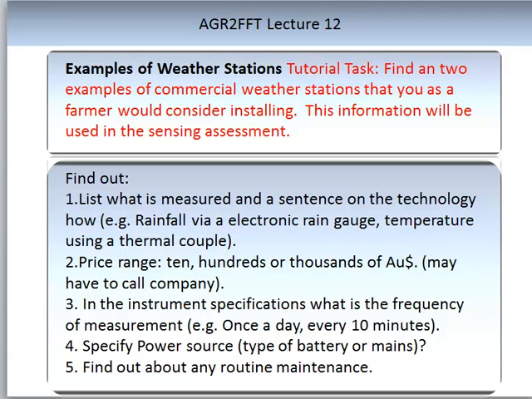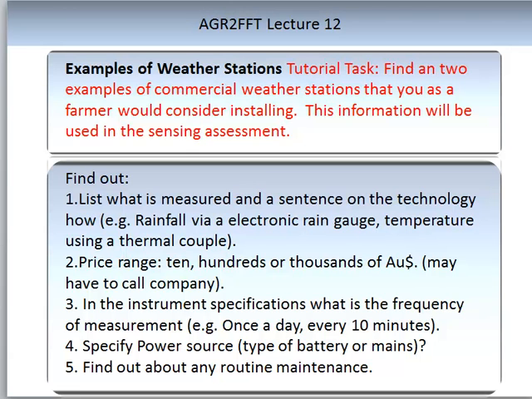There are many examples of weather stations, and as part of one of the tutorial tasks associated with this topic, I'd like you to research 2 commercial weather stations and put your information in here. As part of your research, you will list what is measured and how the technology works. You will try and get an understanding of the price range and the instrument specifications. You will think about the power source. Is it batteries, mains or solar powered? And you will find out any routine maintenance that is required for your weather station.